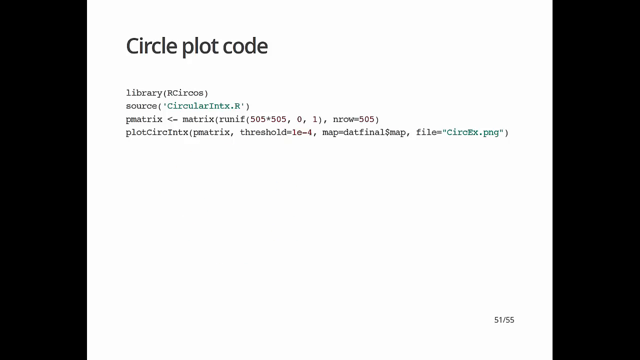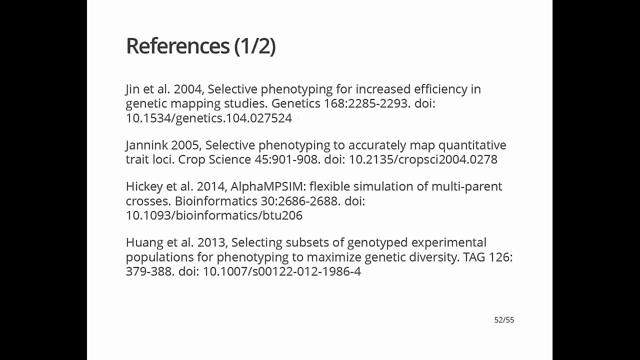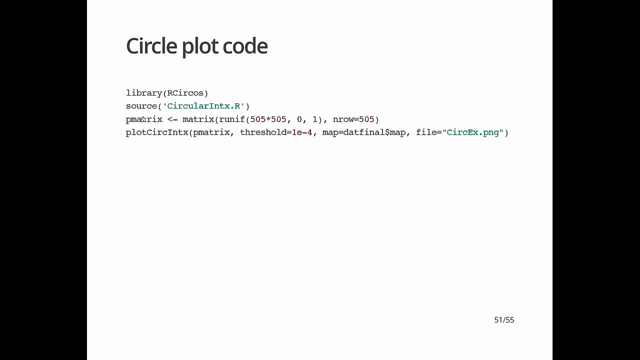Right, so circular interact.r uses the R-Circos library. I didn't put the example. One thing you can do is just generate a random matrix of p-values, essentially, which in theory is showing you the p-value between all pairs of markers, and you can plot that. So that's what that line of code does, and then produces a file from it.